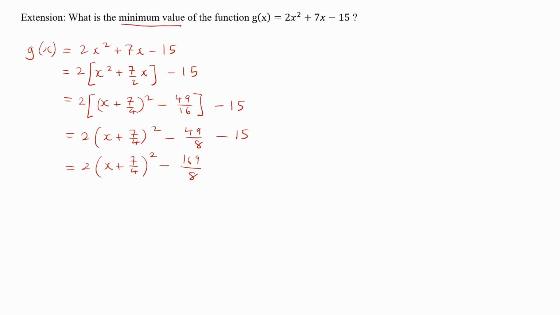So if we notice, the minimum value that we're going to get here is when this quadratic element is 0. So the actual minimum value of this function is going to be minus 169 over 8.